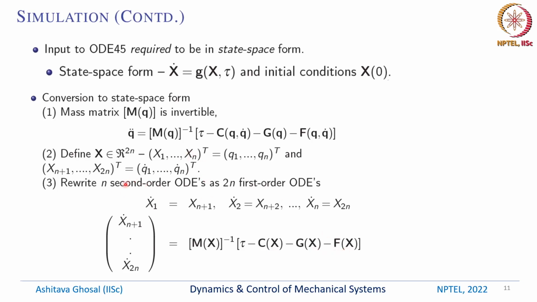So we have converted the n second order equations into 2n first order equations. This is a very standard technique, and those of you who have used it should be familiar. But otherwise, it is very easy to convert a second order equation into 2 first order equations. So if you have n second order equations, we will get 2n first order equations.